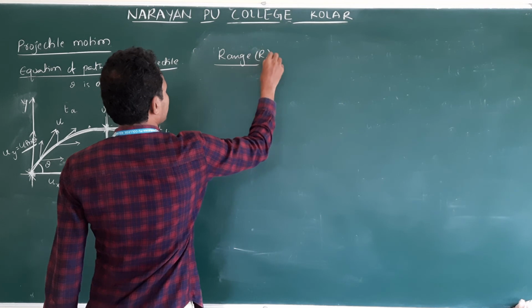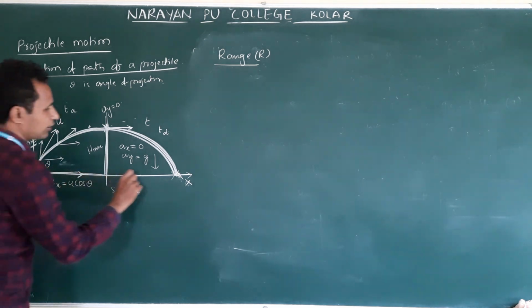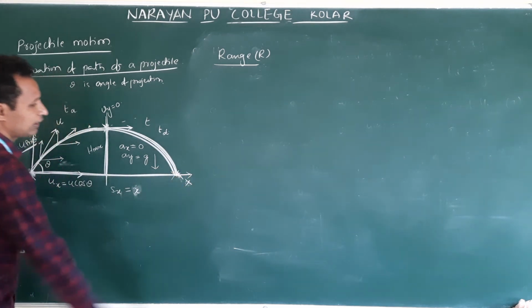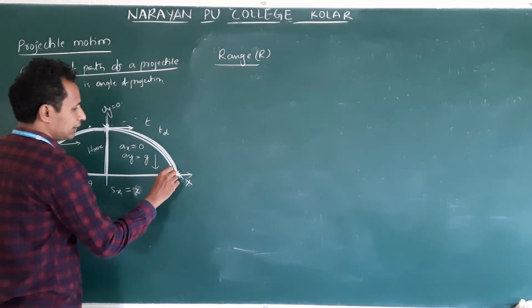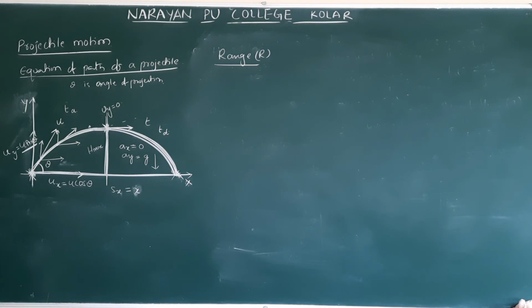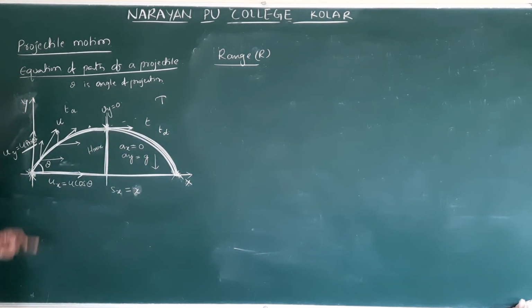This is R. Range means horizontal distance, horizontal displacement. If you project the body, it covers a horizontal distance. That we call a range. Here also we will take the point of projection level and the hitting ground level. We should take the same level, not different levels. Understand? Clear? So to reach from point of projection to hit the ground, what is the total time we consider as t? Clear?